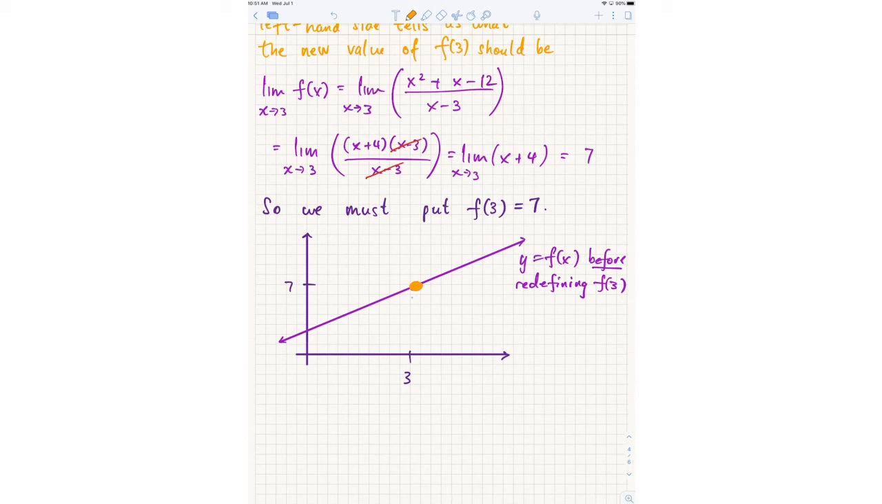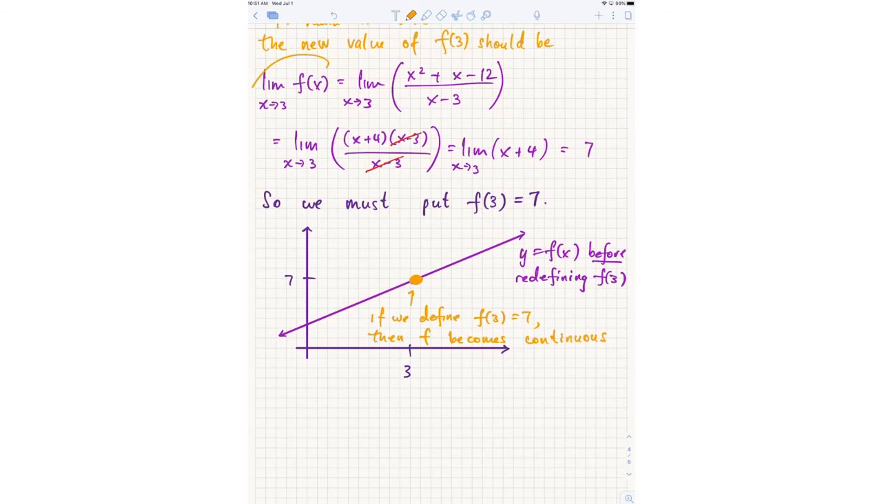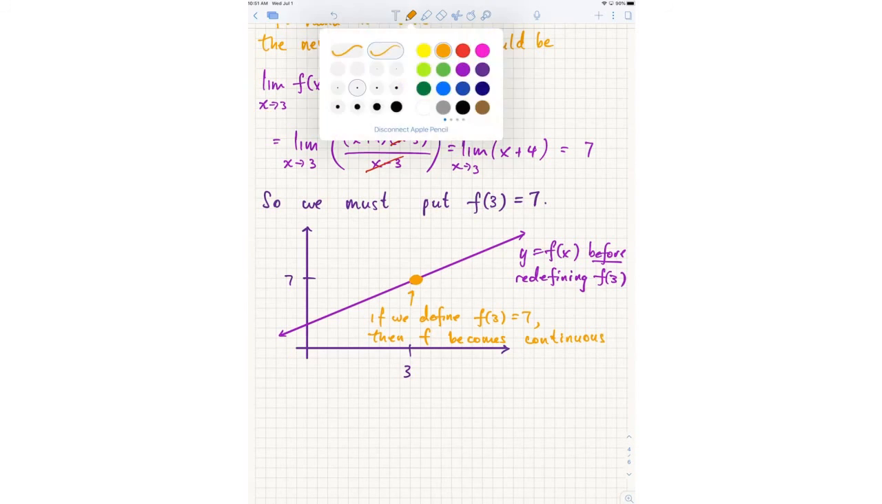So if we define f of 3 equals 7, then f becomes continuous. We're going to see that this is not always possible, right? The main thing that made this possible was that this limit existed in the first place. The limit as x approaches 3 existed. If that limit did not exist, then there would have been no possible way to fill in any hole in the graph to make this function continuous. Any questions about this problem?